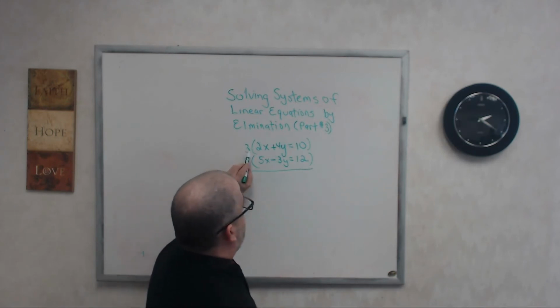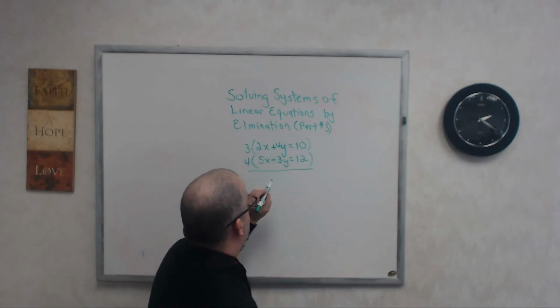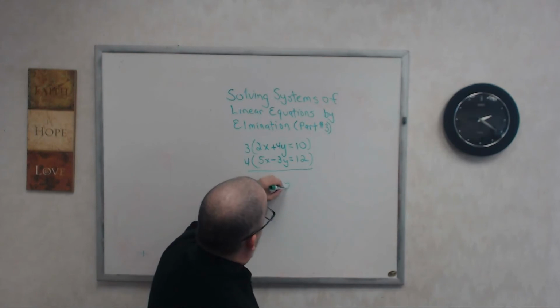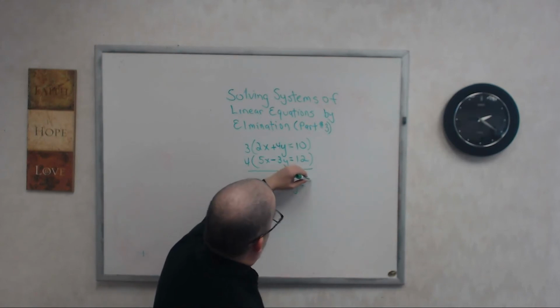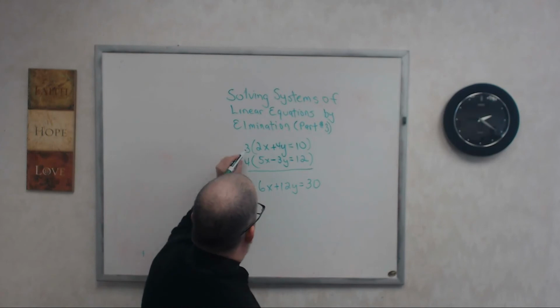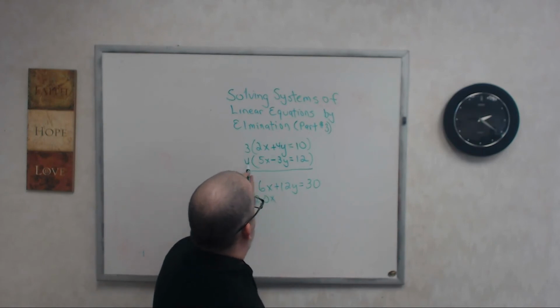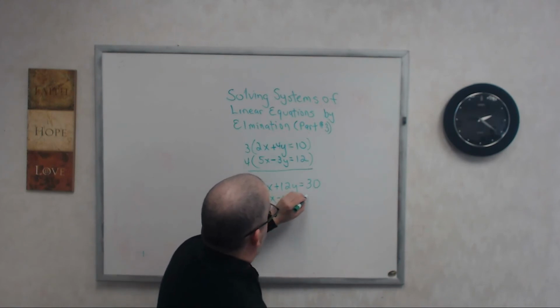We distribute the first constant, multiplying it by each of the terms in the first equation. We get 6x plus 12y is equal to 30. Then we do the same for the second equation, multiplied by the constant 4. 4 times 5 is 20, 4 times negative 3 is minus 12, and 4 times 12 is 48.